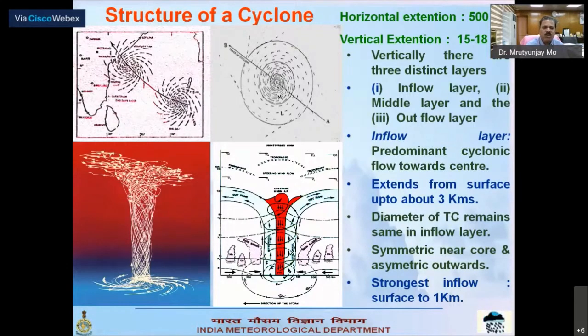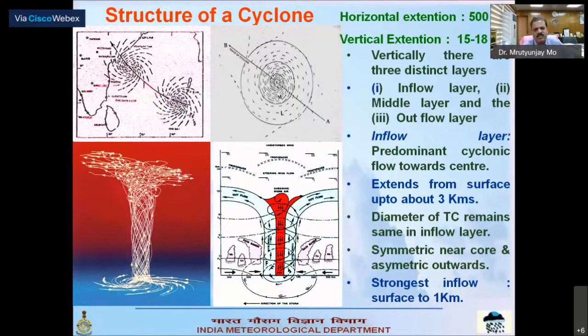But cyclones do not always move in the northwest direction. Because of the atmospheric parameters, it can change its direction of movement and it can recurve, or change the direction and move towards Bangladesh, Myanmar, or West Bengal, and also it can move towards Tamil Nadu or Puducherry. So there are various factors to determine.